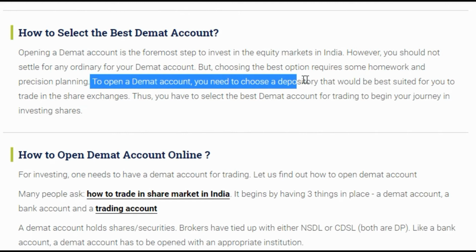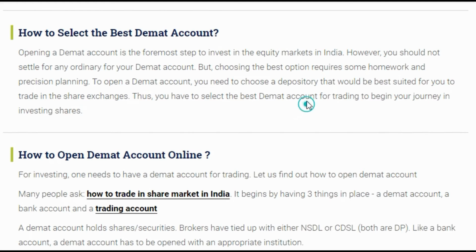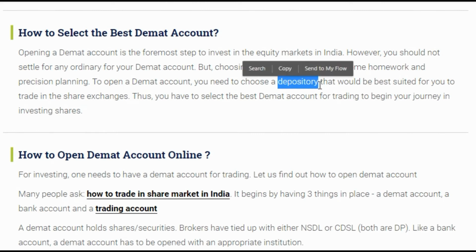To open a Demat account, you need to choose a depository that would be best suited for you to trade in shares exchange. Now, this is a keyword, depository. Now, depository is an intermediary. Depository is a firm, a company, an institution, a group of people who are authorized by SEBI to buy or sell shares on your behalf. So, depository is an intermediary between the investor and the market. So, if you want to open a Demat account, you need to select a depository. That means the institution through which you will open the Demat account. Thus you have to select the best Demat account for trading to begin your journey in investing shares.